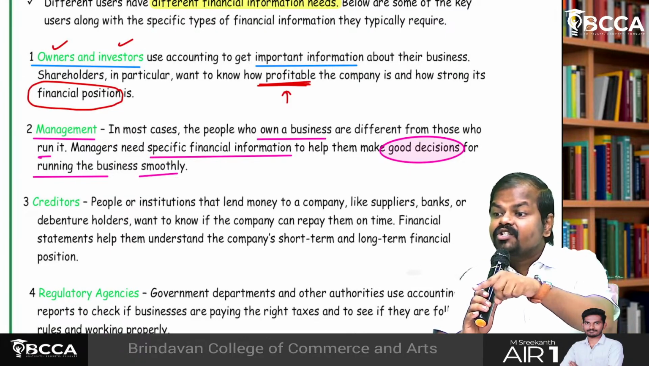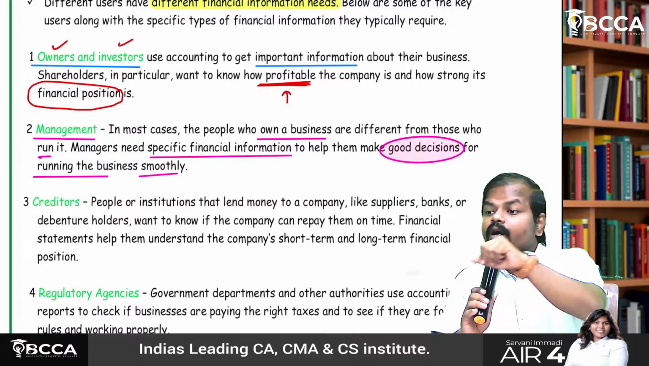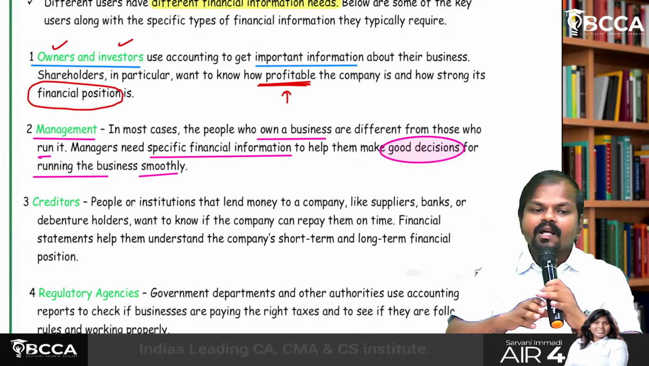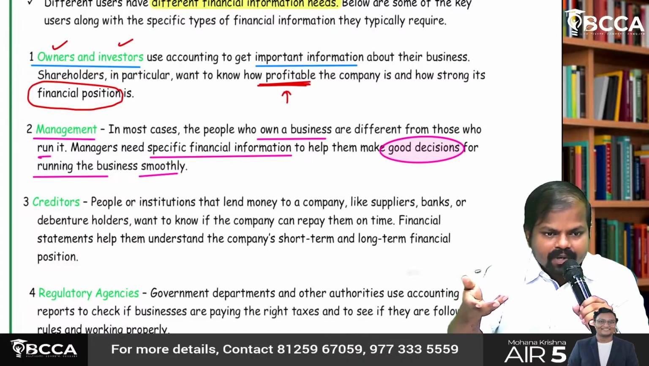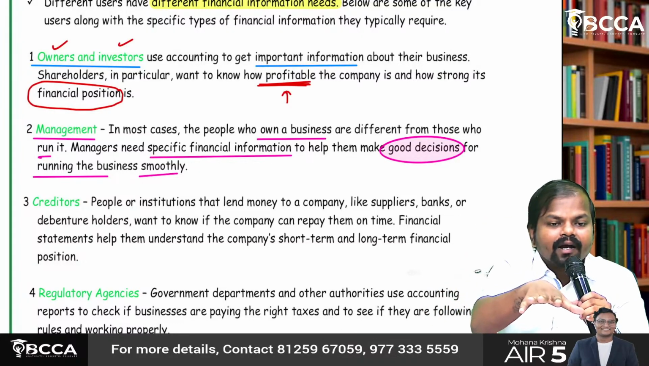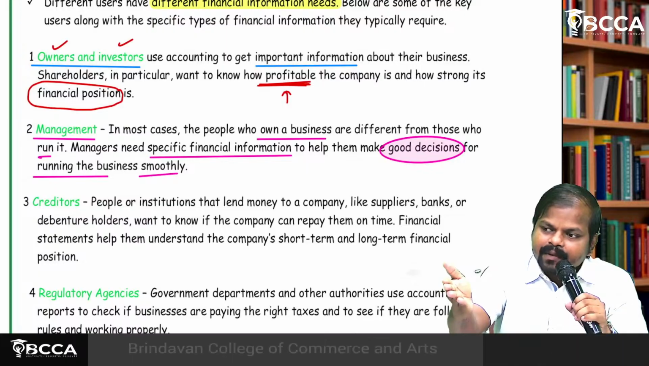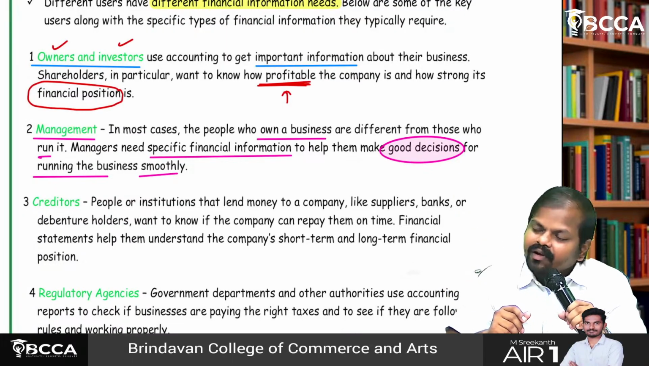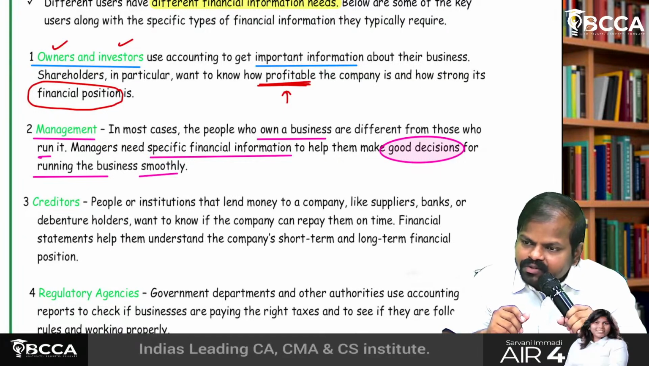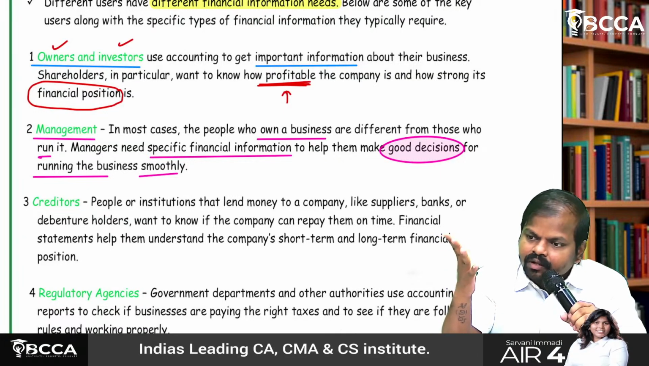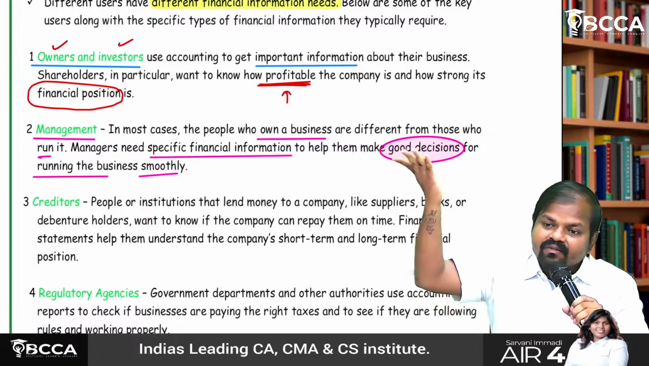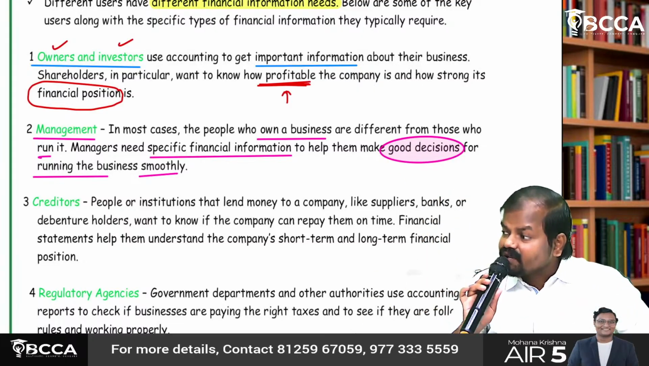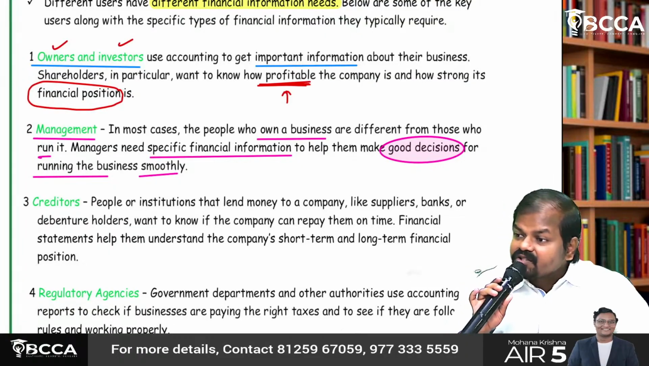We have to search the reserves and surplus of the company. Based on the reserves and surplus, we will make the correct decision. Reserves and surplus come under the balance sheet only. Now tell me, for management, what is the expectation from the accounts? There is no fixed expectation. Based on the situation, expectation will change.